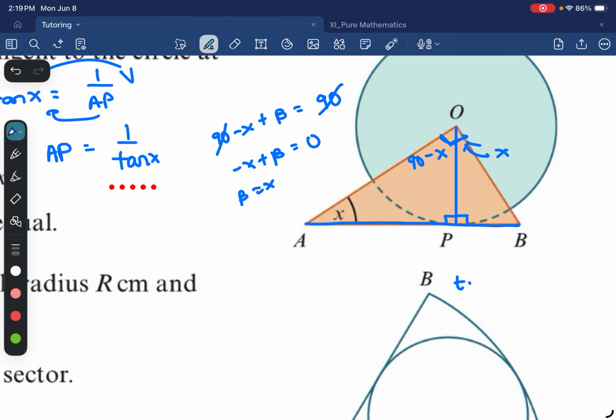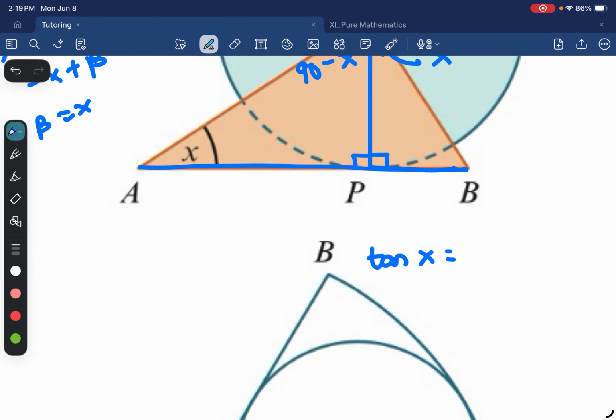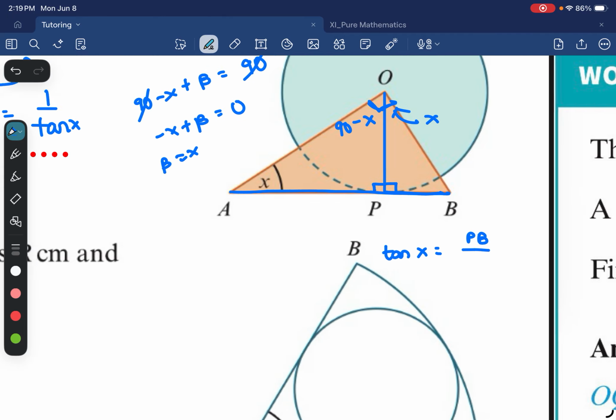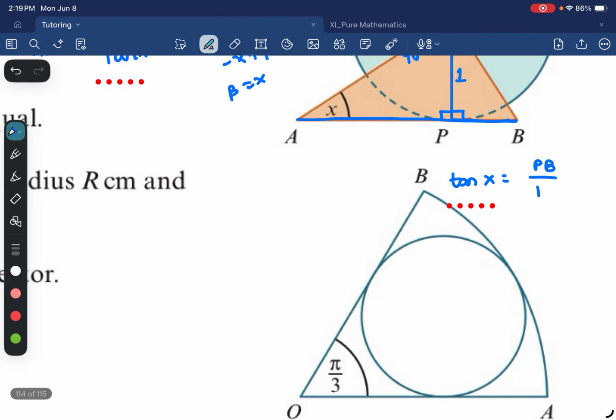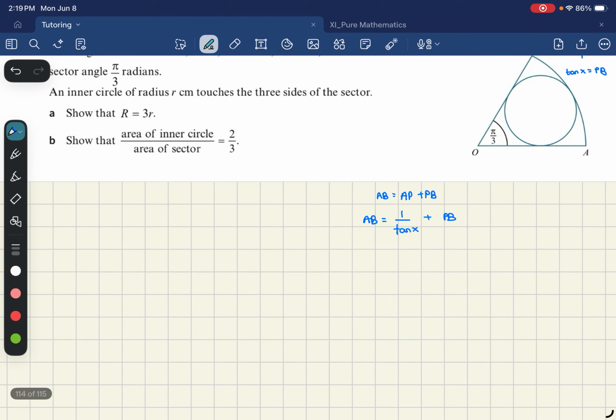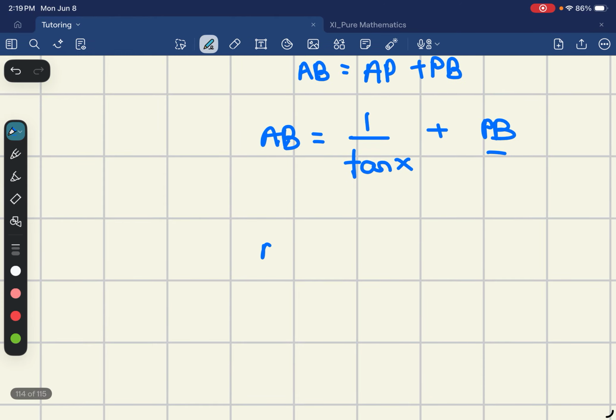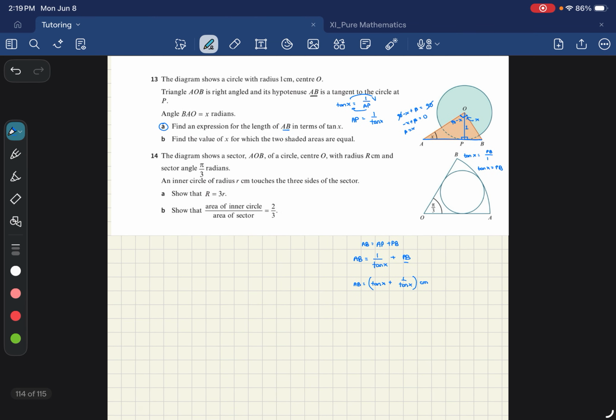And now let's take the tan of our new angle x, this one. It's going to be opposite, which is PB. And what is our adjacent? Well, adjacent was 1, because we dropped the radius perpendicular to the tangent. So tan x is just PB, or PB is just tan x. And we can substitute that value here. So AB is just tan x plus 1 over tan x centimeters. All right, so we are done with A.